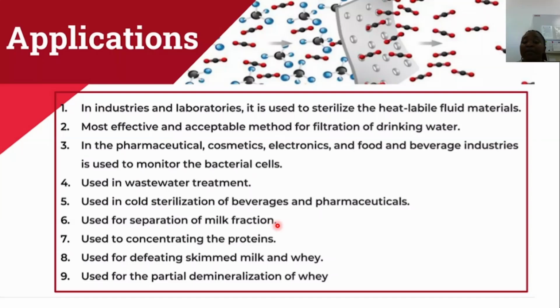It can be used to separate milk fractions. You can get the whey, you can get the cheese. It can also be used to concentrate proteins and macromolecules. We can also use it for defatting skimmed milk and whey, to concentrate them. We can also use it for partial demineralization of whey. Partial means we are not entirely able to remove all the minerals, but at least we are able to remove a greater percentage of the higher molecular and also some low molecular ions.